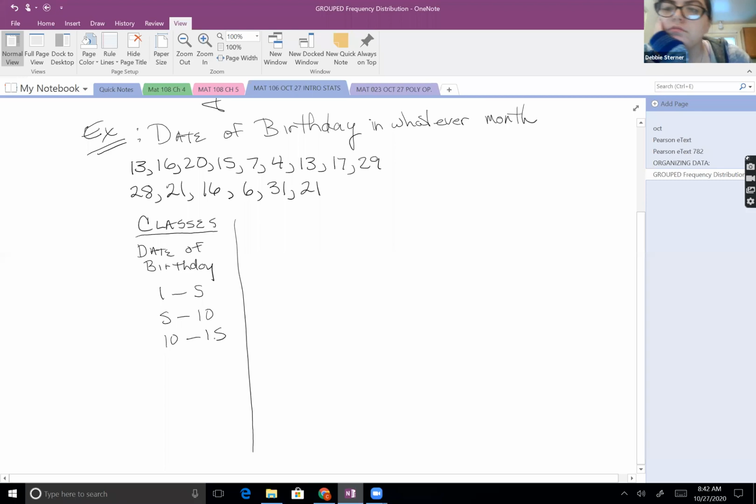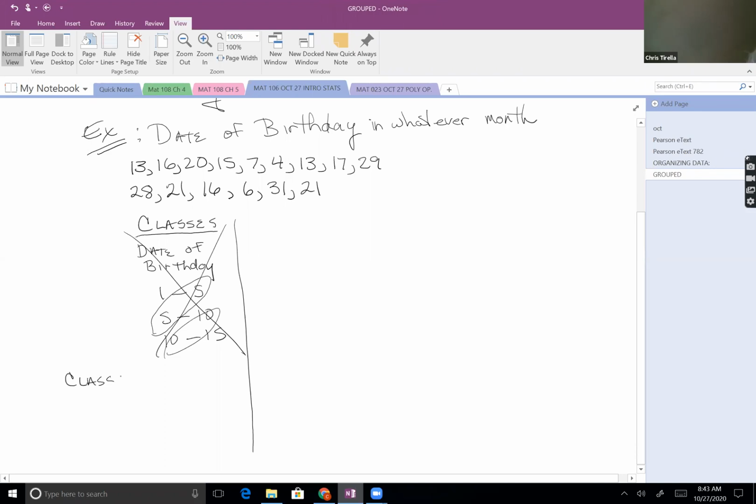No. Wrong with what I just wrote? You'd be counting people with birthdays on the 5th twice, because they would go in the first column and the second column. Does everybody see that we've got overlap here? So one thing that's important with the classes is the classes should have no overlap.